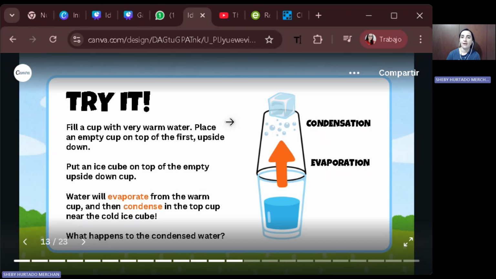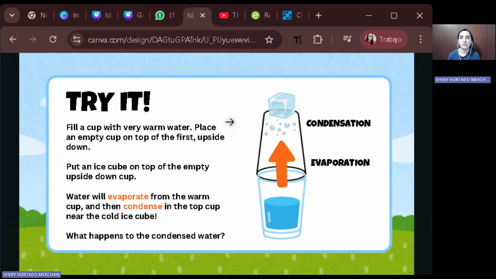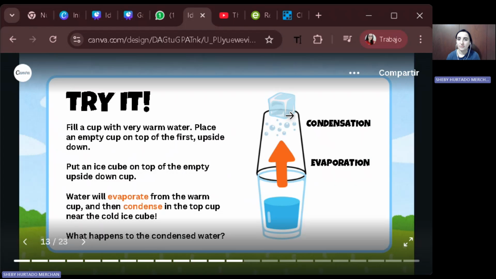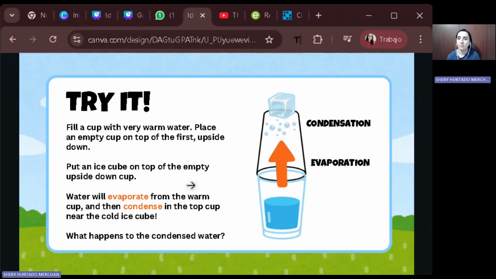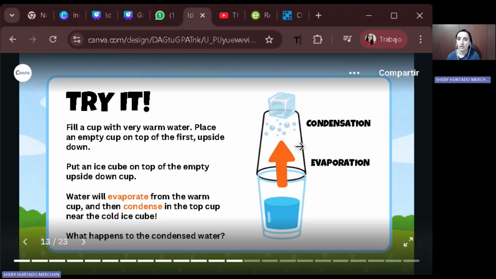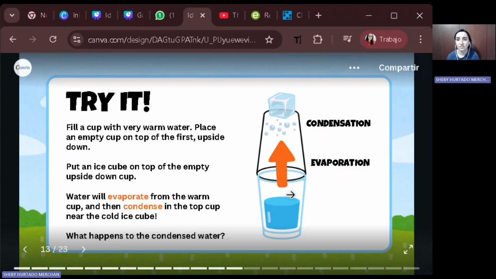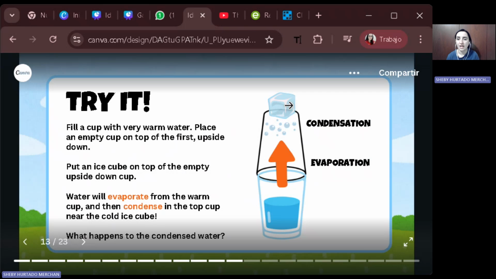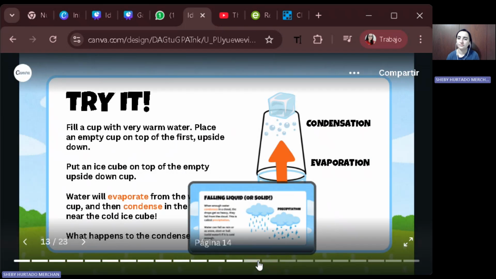Try it at home. Fill a cup with very warm water. Place an empty cup on top of the first, upside down, like the picture. Put an ice cube on top of the empty upside down cup. Water will evaporate from the warm cup and then condense in the top cup near the cold ice cube. What happened to the condensed water?